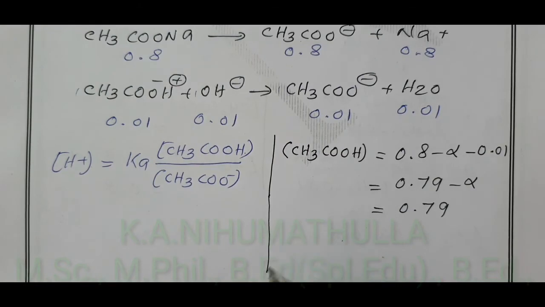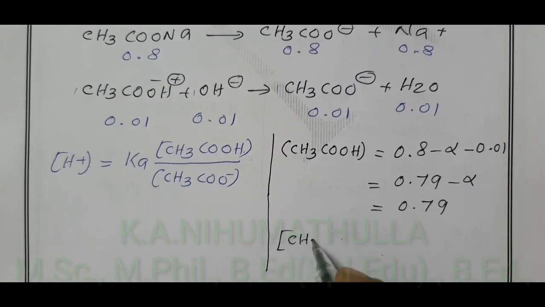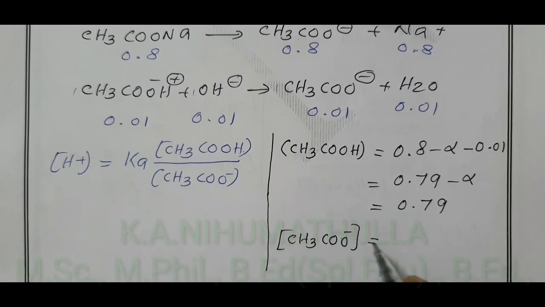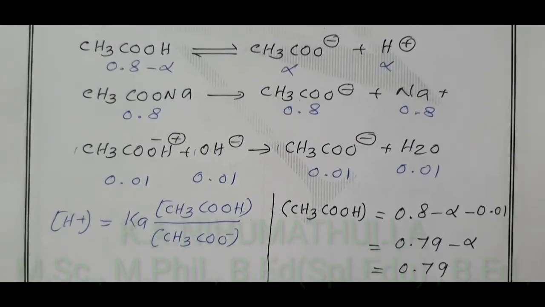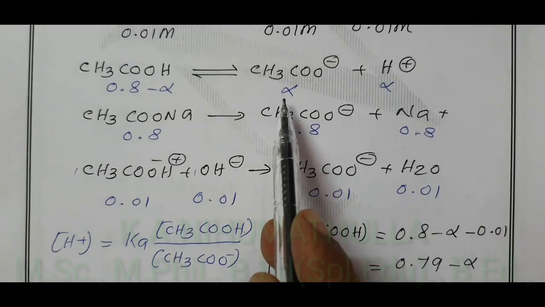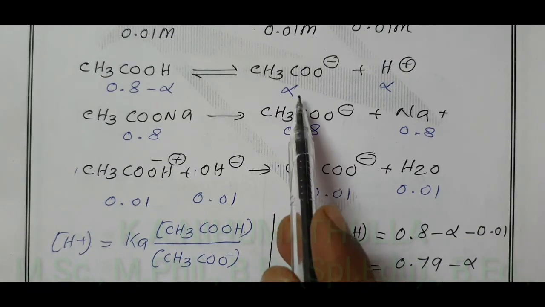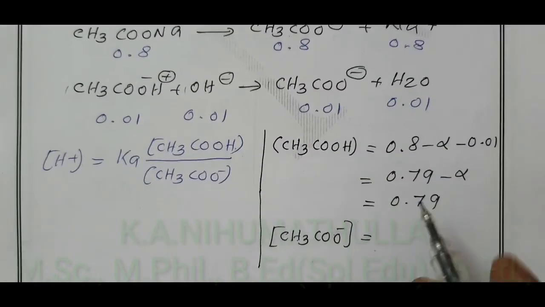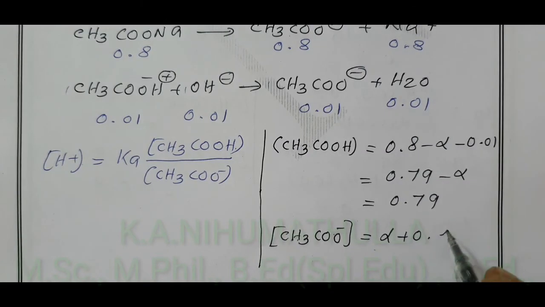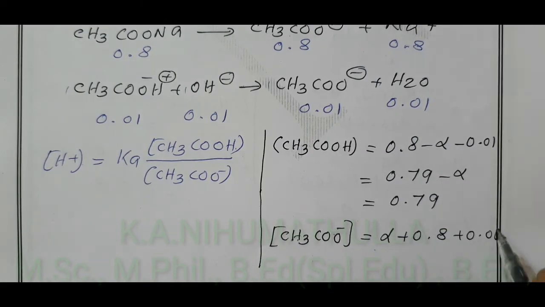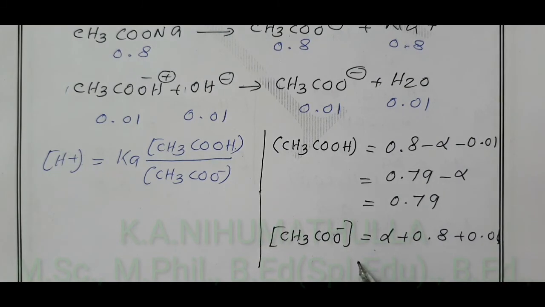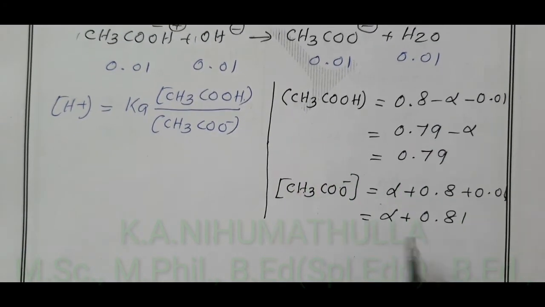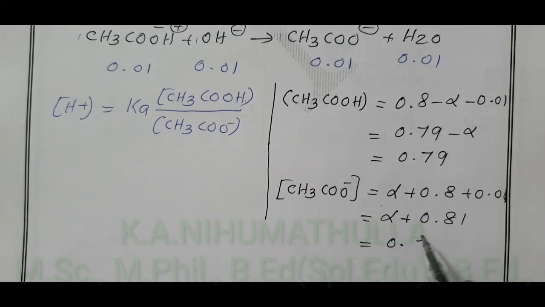Now calculate the concentration of acetate, CH3COO minus, that is equal to the acetate ion present in the three equations. Here acetate, acetate, acetate, all these are on the product side. Therefore, we have to add all these values. What are those values? Alpha plus 0.8 plus 0.01, okay. So alpha plus 0.81. Compared with any number, alpha is negligible. Concentration of acetate is 0.81.